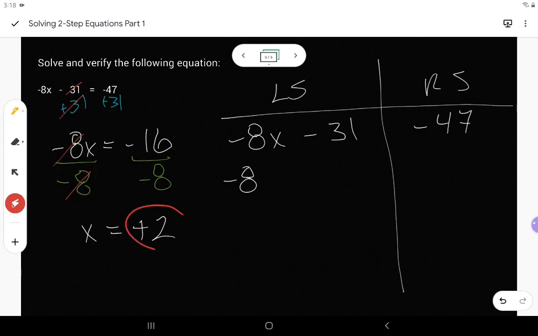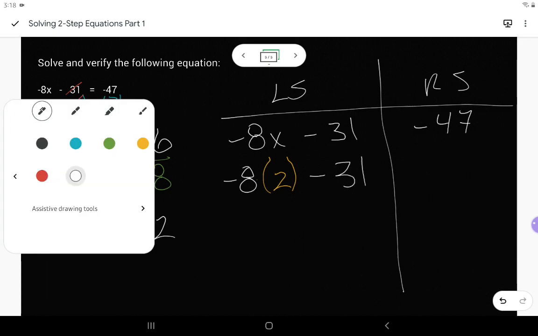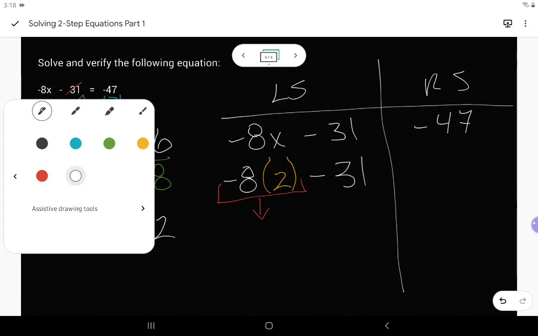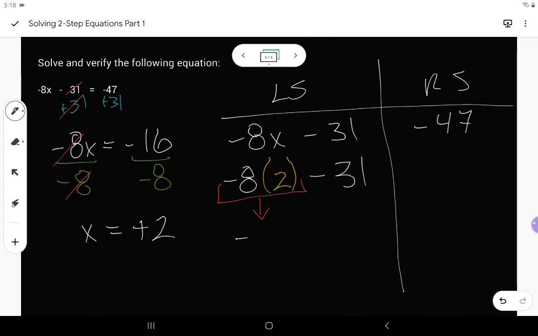I'm going to change x from being x to making it positive 2. Now I'm not going to put in the positive sign. If something's positive, I can just leave it with no sign in front and we know it's positive. I need to multiply negative 8 times positive 2. Negative times positive is negative. 8 times 2 is 16. If I have negative 16 and then I subtract 31 more, or if I have negative 16 and then I have 31 more negatives, I move down to negative 47. Okay? And that's great because I now have the same value on both sides.